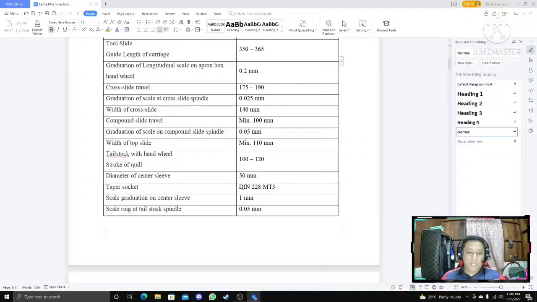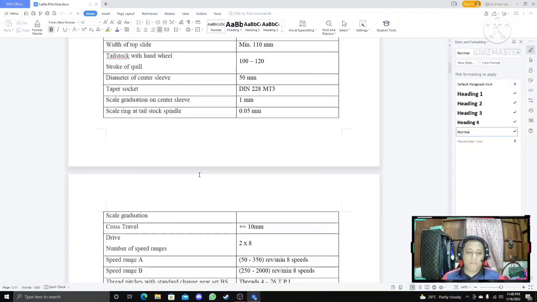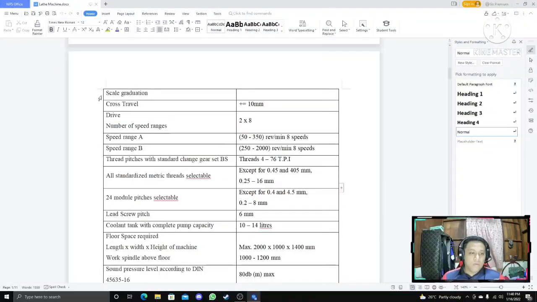Taper socket DIN 228 MT3. Scale graduation on center sleeve 1 mm. Scale ring at tailstock spindle 0.05 mm. For scale graduation, cross travel equal to 10 mm. Drive, number of speed ranges 2 times 8.